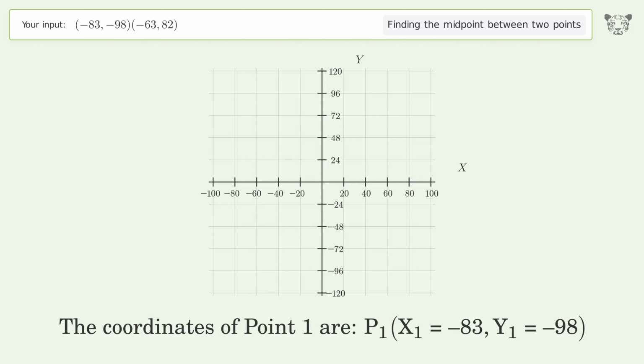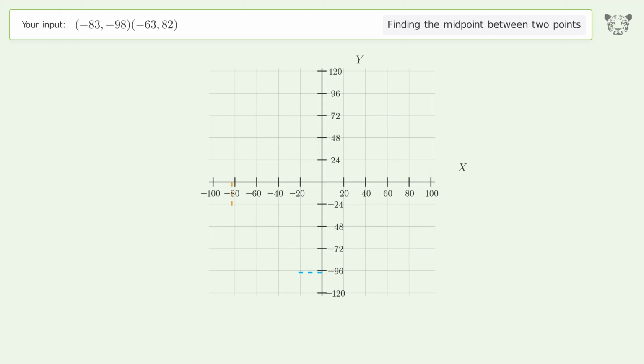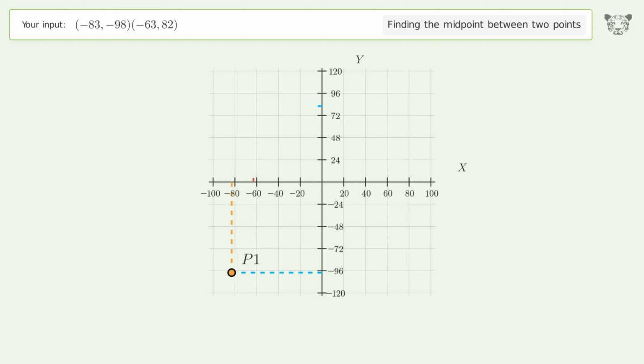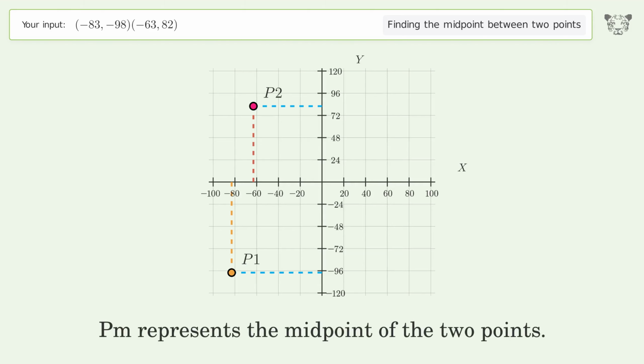The coordinates of point 1 are, x1 equals -83, y1 equals -98. The coordinates of point 2 are, x2 equals -63, y2 equals 82. PM represents the midpoint of the 2 points.